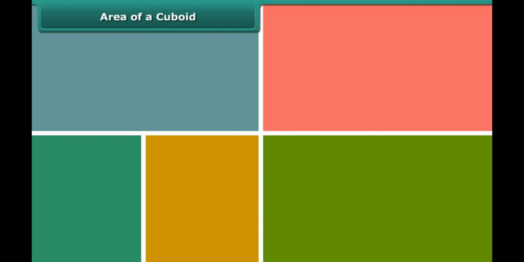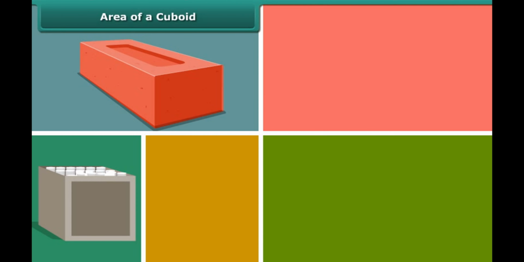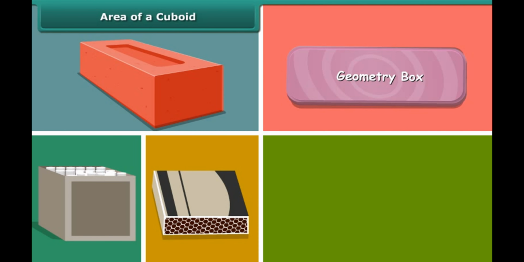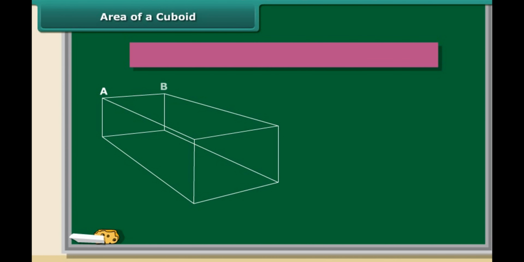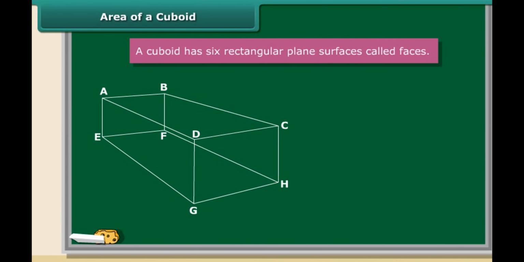Just guess the shape of brick, chalk box, geometrical box, matchbox, and a book. That's right. These are all examples of cuboids. A cuboid has 6 rectangular plane surfaces called faces. So you can say ABCD, ABEF, BCHF, EFHG, ADGE, and DCHG are the faces of the given cuboid.